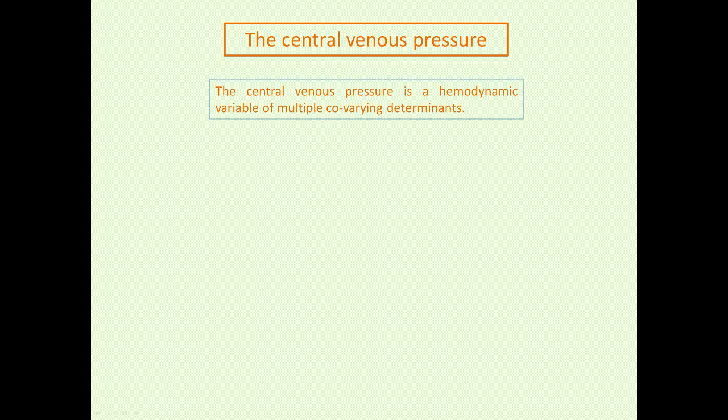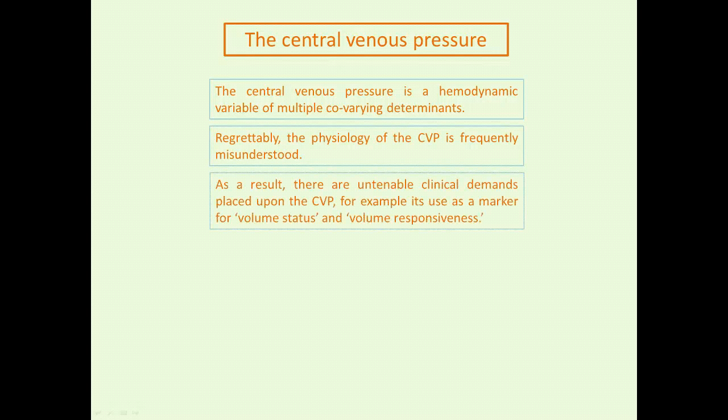As I hope you appreciate at this point in your training, the central venous pressure is a hemodynamic variable of multiple covariant determinants. Unfortunately, the physiology of the CVP is frequently misunderstood, and as a result, people demand of the CVP things that it actually cannot tell you, things like volume status, how hyper or hypovolemic a patient is, and also volume responsiveness, that is whether or not somebody will respond to a fluid bolus by increasing the cardiac output. Frankly, asking these of the CVP, if you understand the physiology, is a bit absurd.